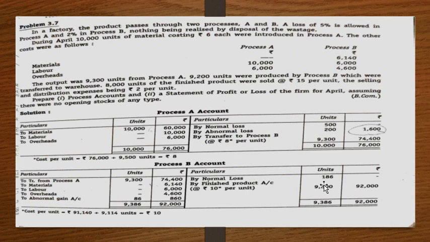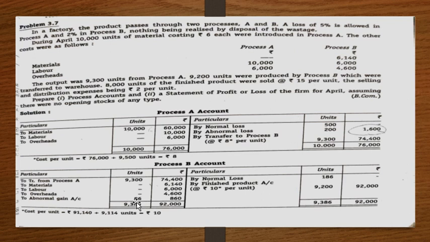So now in your input it is 9,300. In your output you have 186 plus 9,200, which will give you 9,386. So here it is 9,300 in input, in output it is 9,386, as it is more. 86 units are more. Your output unit is more than your input. When your output is more than your input, that means you have got abnormal gain. So abnormal gain is 86 units, the difference: 9,386 minus 9,300 will give you 86.